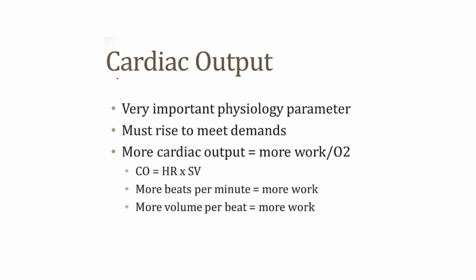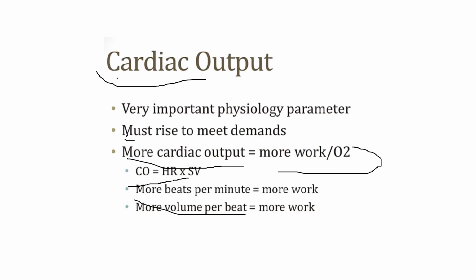So guys, of all the terms that we have learned in this tutorial, the main term is the cardiac output, and it must rise to meet demands. More cardiac output is equal to more work or oxygen required by the heart to pump the blood to the body. Cardiac output, as we all know, is the heart rate times the stroke volume. So more beats per minute is equal to more work, and more volume per beat is also equal to more work.